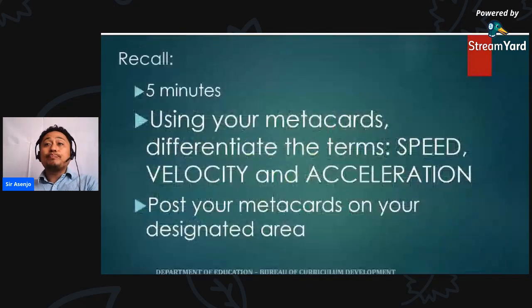Now, for 5 minutes, we're going to use your meta cards. Then differentiate the terms speed, velocity, and acceleration. These three terms are very important because in physics, we encounter these concepts most of the time. We have to have a good foundation in understanding these concepts, or else we will not be able to understand the laws of motion. Next, you are going to post your meta cards on your designated area. You are given 5 minutes to do this. Right then, good job, you're done.